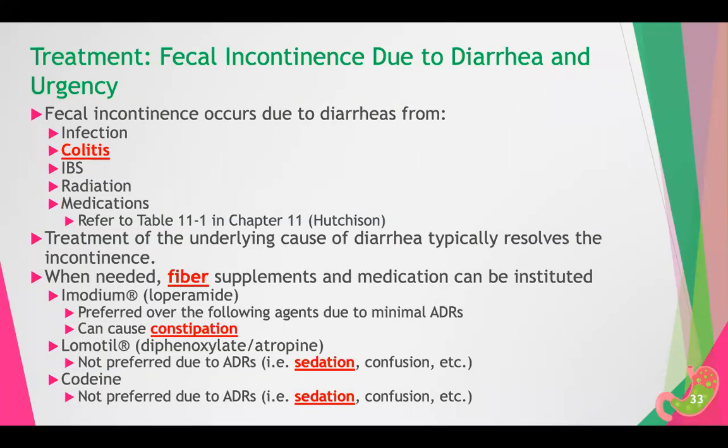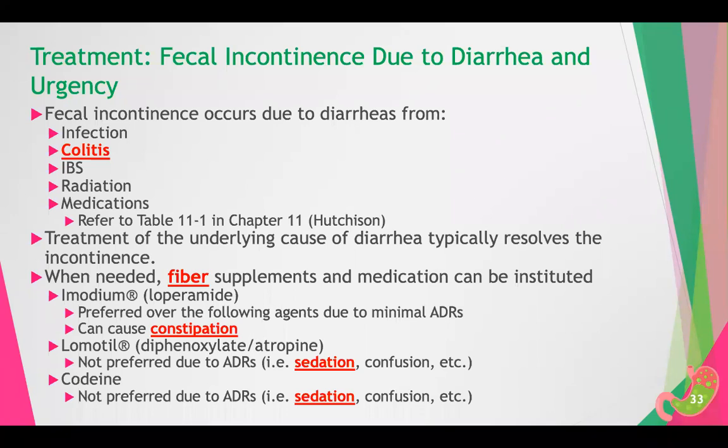So with fecal incontinence due to diarrhea and urgency, this is typically due to diarrheas from infection, colitis, if they have irritable bowel syndrome, if they're going through radiation for cancer, and if they're taking certain medications. So we know that there are lots of medications that can cause diarrhea. Make sure that you refer to table 11.1 in chapter 11 so that you know the specifically listed medications.